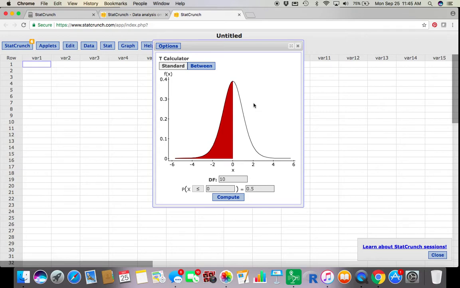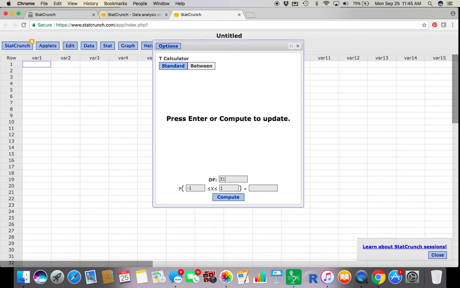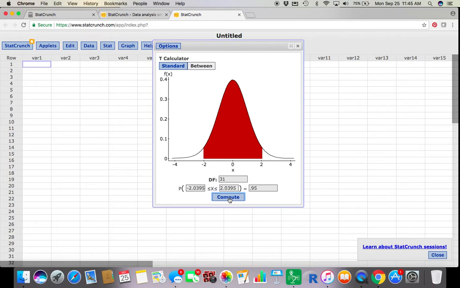Now you'll notice a glaring difference. It doesn't give the mean and the standard deviation. It just gives degrees of freedom, df. So in our case, our sample size was 32. 32 minus 1 gives us a degrees of freedom of 31. And I want the area between to be 0.95, and I want to compute those values. So my left bound is negative 2.04, and then my right bound is positive 2.04. Okay? So it's as easy as that.